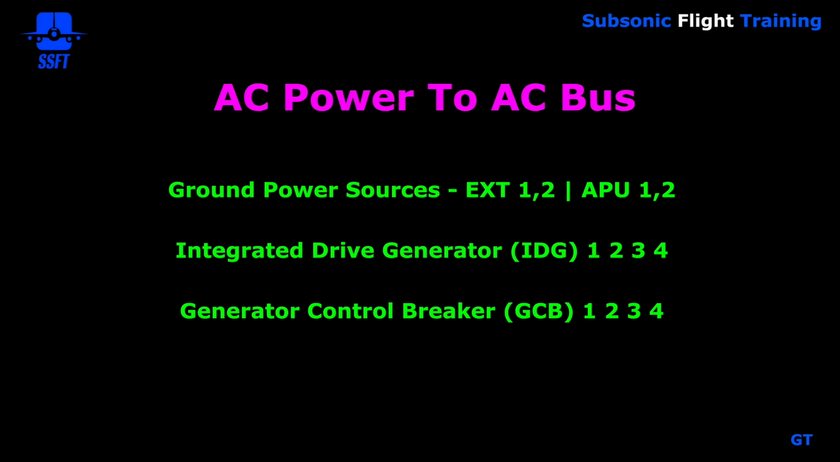For AC power, AC power can be provided from ground power sources, external 1 and external 2, or APU 1 and APU 2. If ground power is hooked up, you'll have to have two carts and then two receptacles plugged into external 1 and 2. If you start the APU, you'll automatically get the APU generation system from the APU to hook up to get AC power on the ground. There are 4 integrated drive generators, or IDGs, for systems 1, 2, 3, and 4. And there are 4 generator control breakers, also for systems 1, 2, 3, and 4.